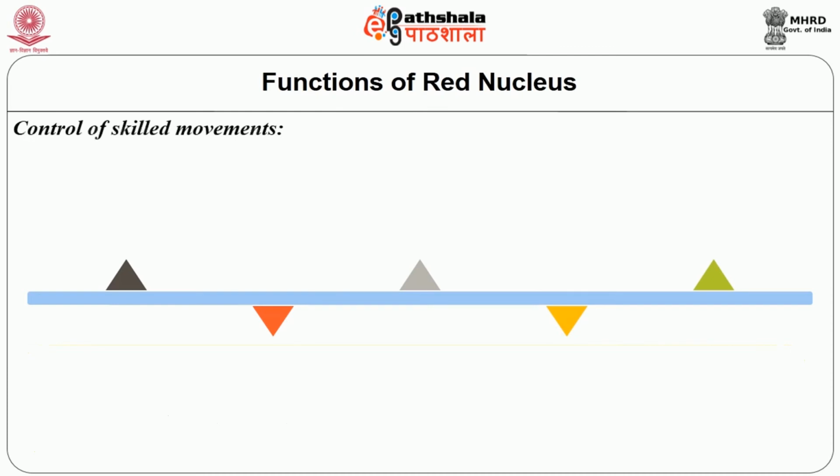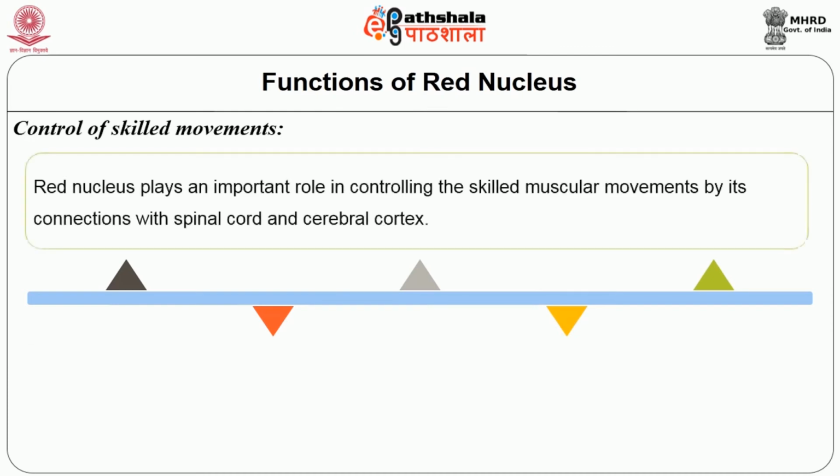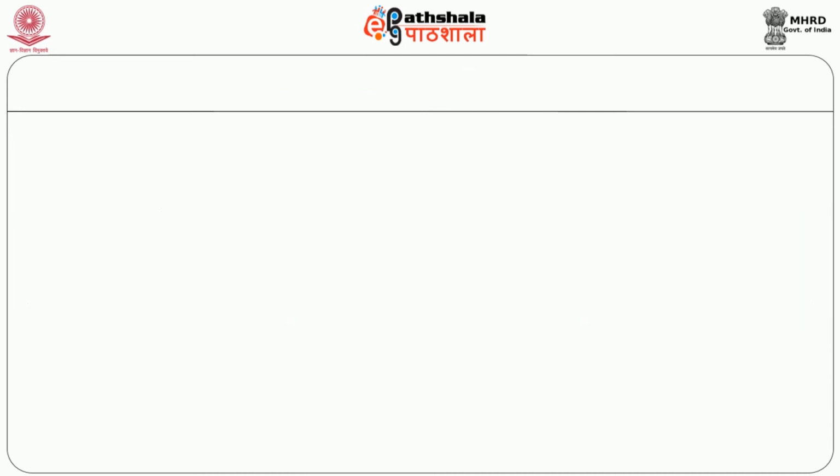Next one is control of skilled movements. It also plays an important role in controlling the skilled muscular movements by its connections with the spinal cord and the cerebral cortex. We are just moving on to the spinal cord.